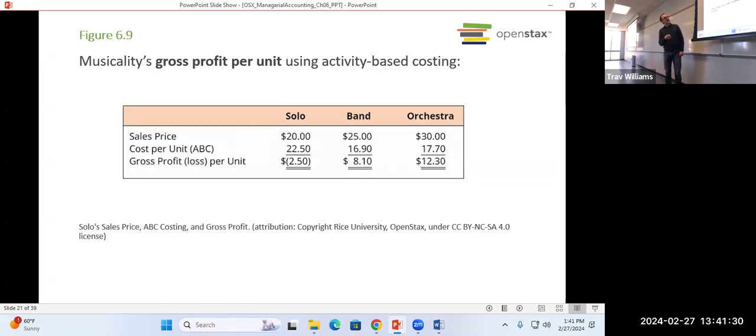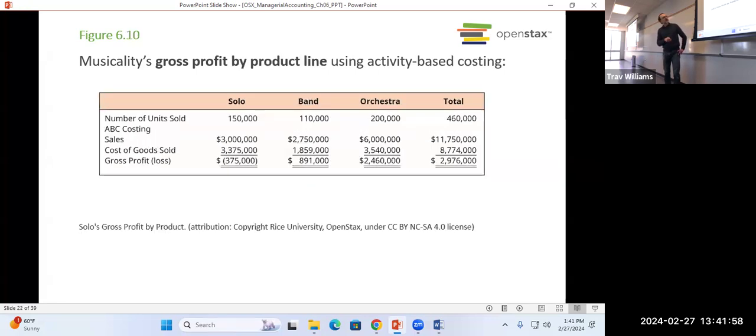Because when you subtract that from the sales price, we're now losing money on every unit of our solo product. When we used the traditional method, it looked like that product was profitable. And here, using the ABC method, we got a different result. That's good to know, right? If a product is losing money, we want to know that. Then you can multiply by the number of units that you sold, and we see that that solo product is losing us $375,000.